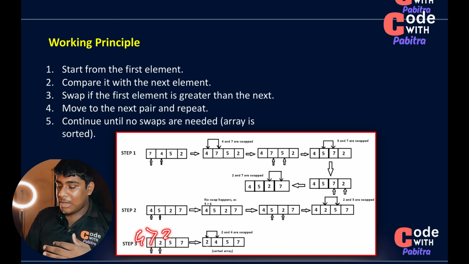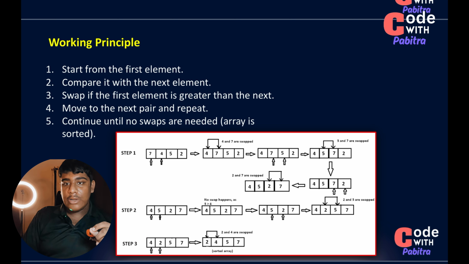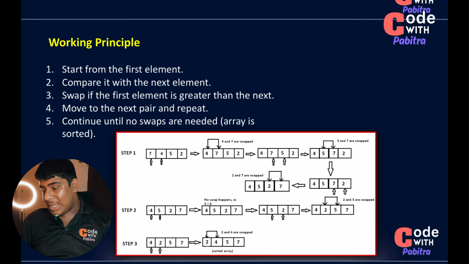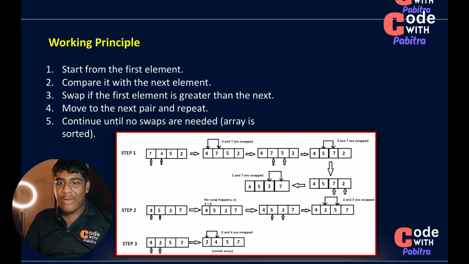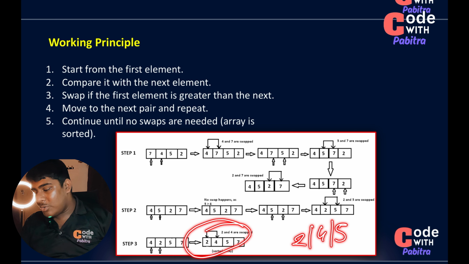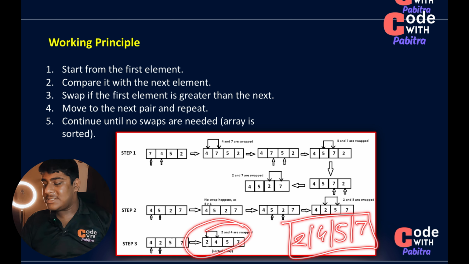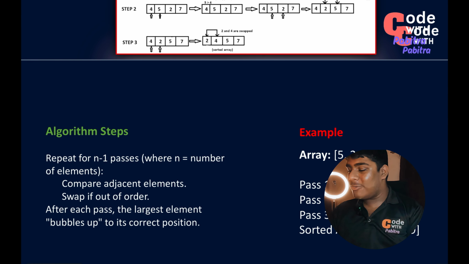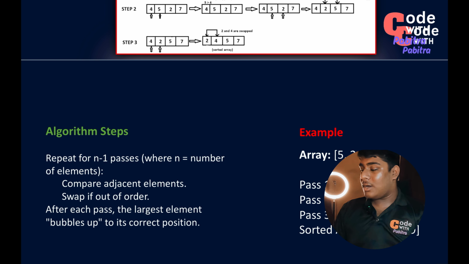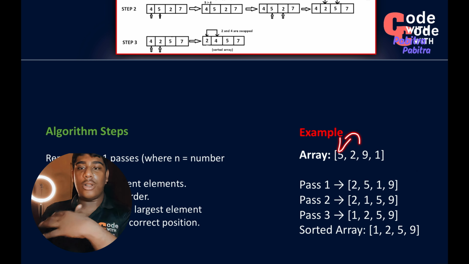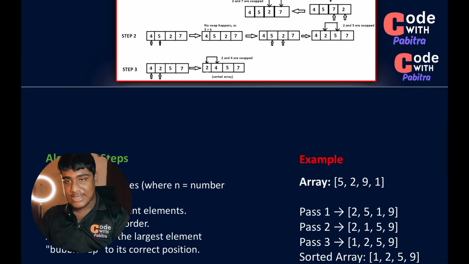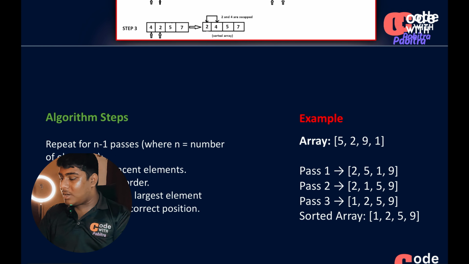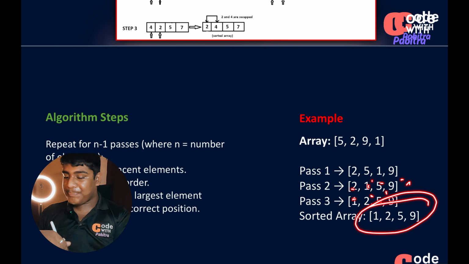We can see that 4 is greater than 2. So 2 will go to the 0th index and 4 will come to the first index. Boom, now our array is sorted: 2, 4, 5 and 7. This is in ascending order. Now the algorithm steps for the array 5, 2, 9 and 1. In pass one, 2 has swapped here, as I told you earlier in the previous slide. Then pass 2, and pass 3 gives 1, 2, 5, 9. This is a sorted array.